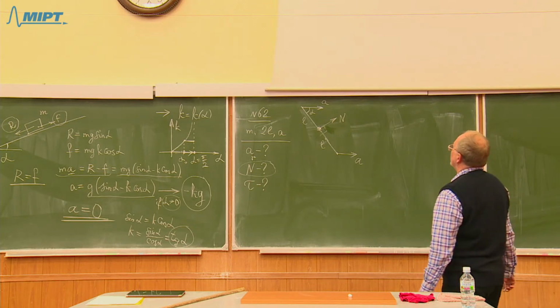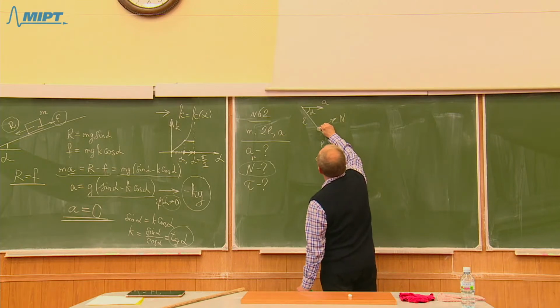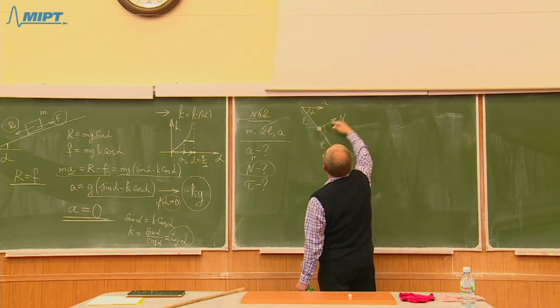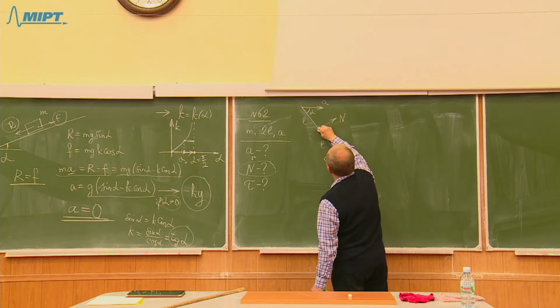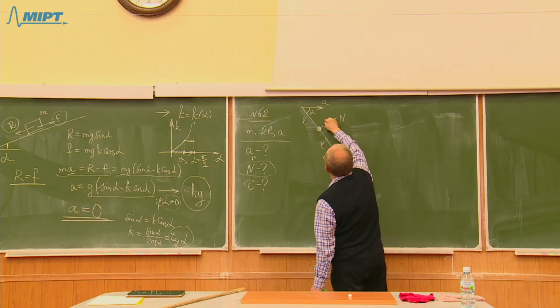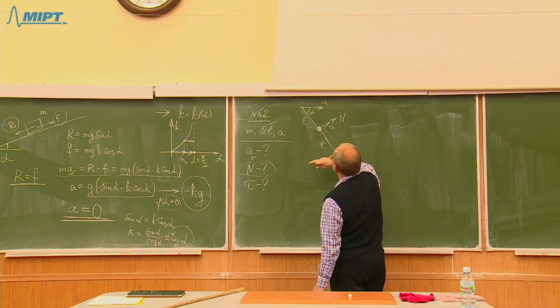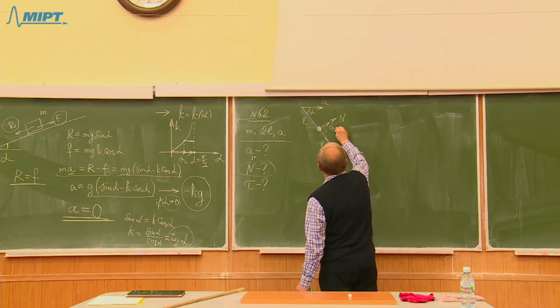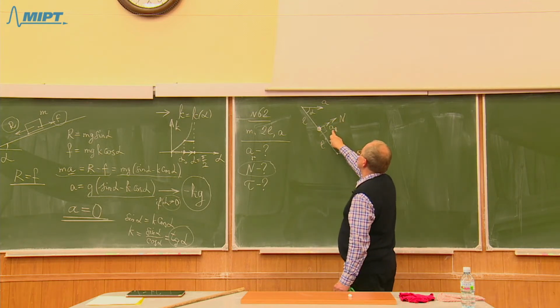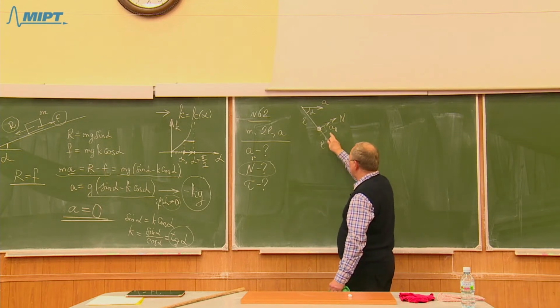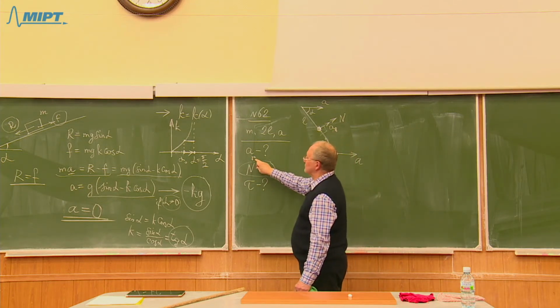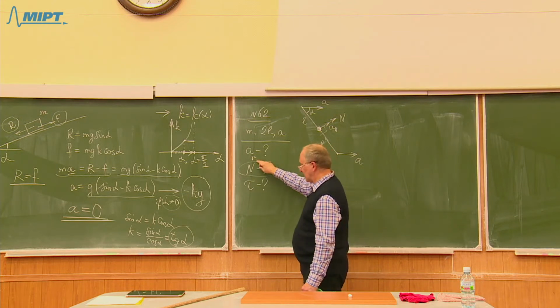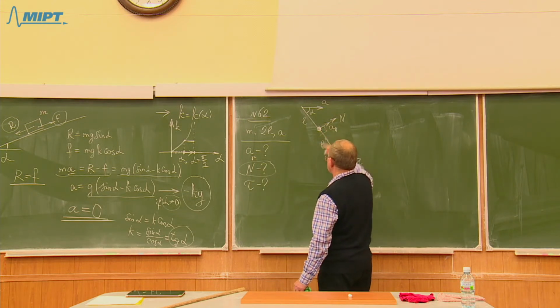Okay, if the force acting on the bead from the rod has this direction, then the acceleration of this bead will also coincide with the direction of the force. That will be the acceleration of the bead relative to the Earth. So this is the acceleration of the bead. Let me denote it by AB. Acceleration of the bead relative to the Earth. That is not the acceleration of the bead relative to the rod, which we have to find in this problem. This is a different acceleration.